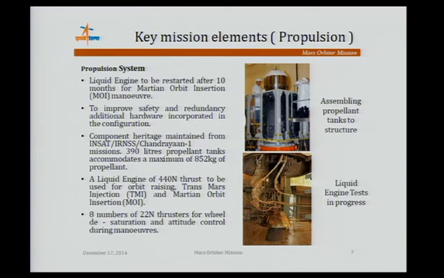Additional hardware has been incorporated for latch valves and other things, so that in case of non-operation we can use that redundant latch valve. That heritage is derived from other INSAT and other satellites, where a 390 liter propellant tank was used. The liquid engine gives 440 Newton thrust and is used for orbit raising and TMI and MOI operations. There are 8 attitude thrusters of 22 Newton, used for wheel desaturation and for attitude control purposes.